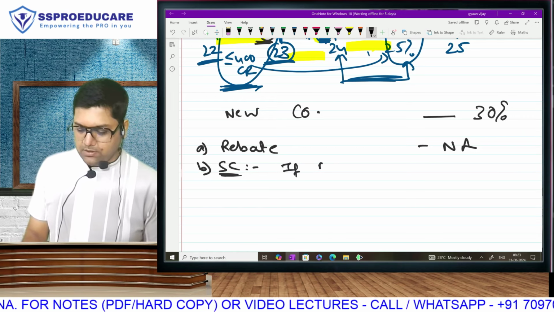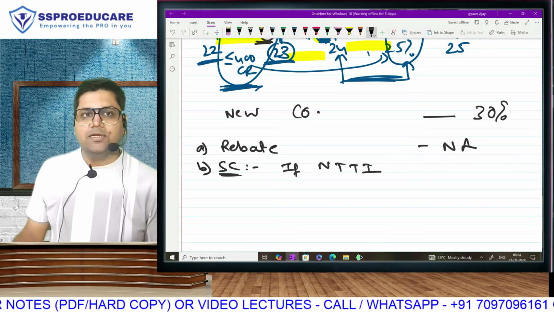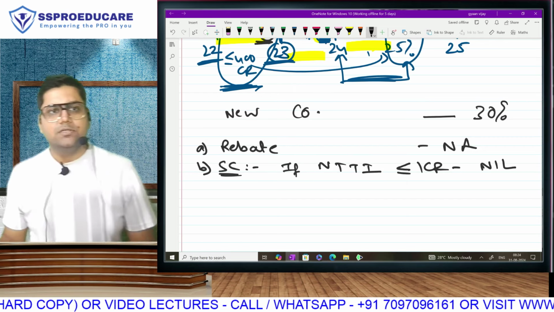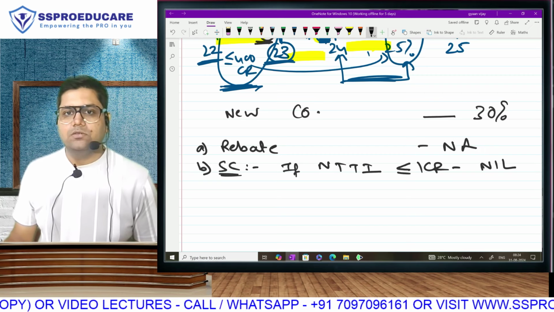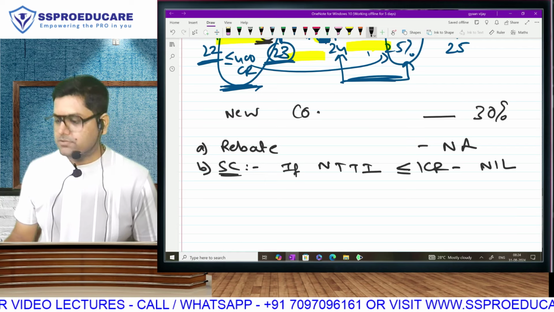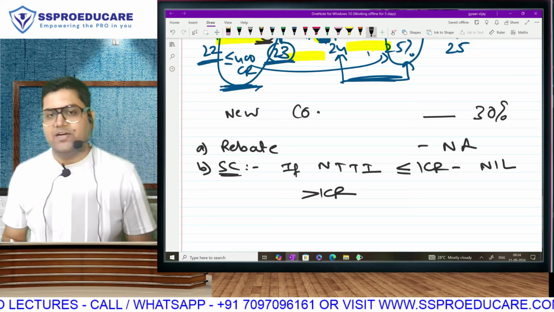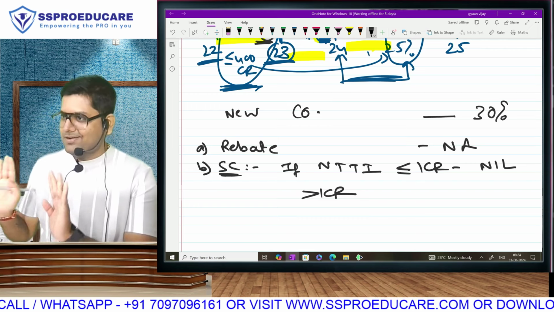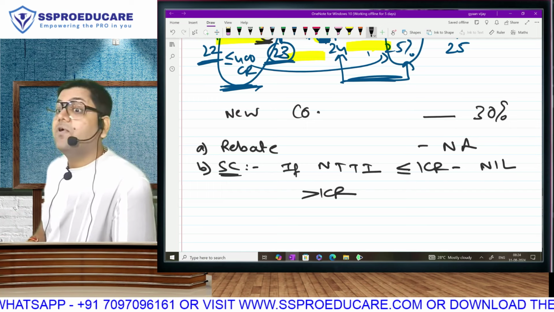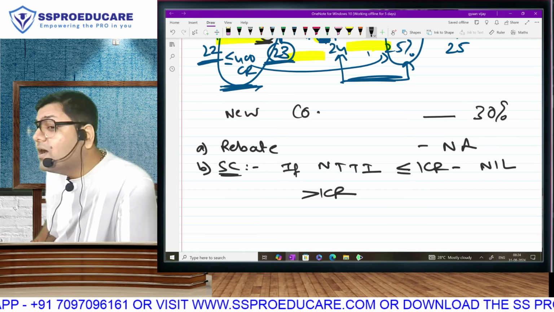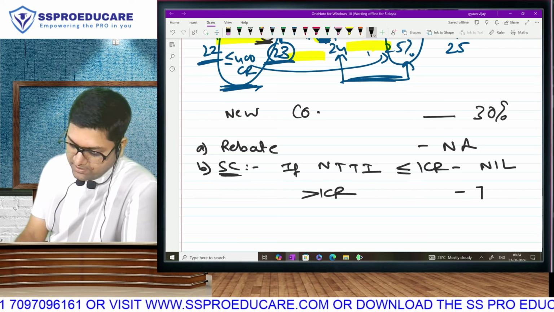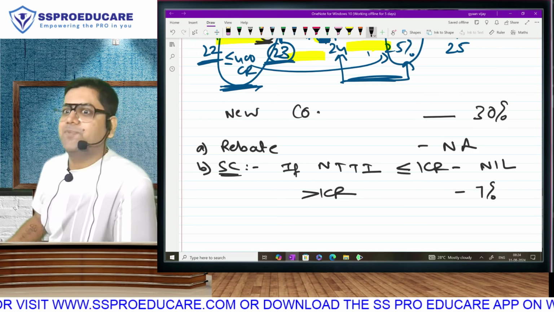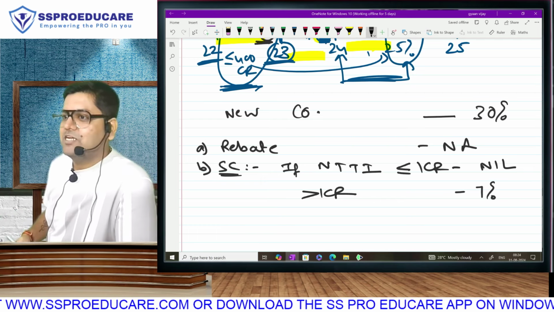Surcharge. It will depend obviously on your net taxable total income. If your net taxable total income is up to rupees 1 crore, no surcharge. Entity up to 1 crore, no surcharge. Entity more than 1 crore. Quickly. Individuals. Done. Individuals 15. Firms 12%. Domestic company 7%. Surcharge. There is no explanation.